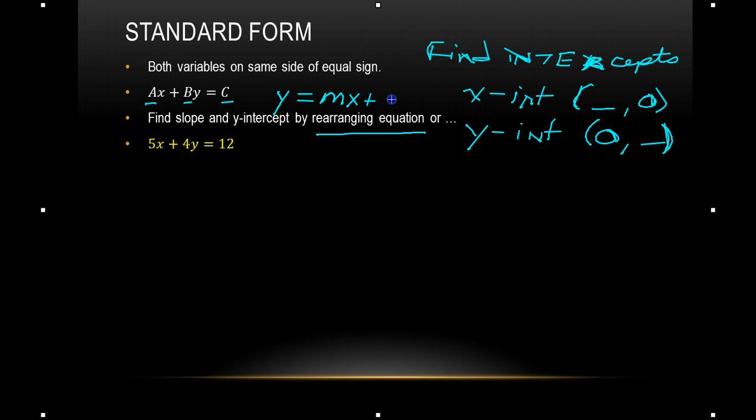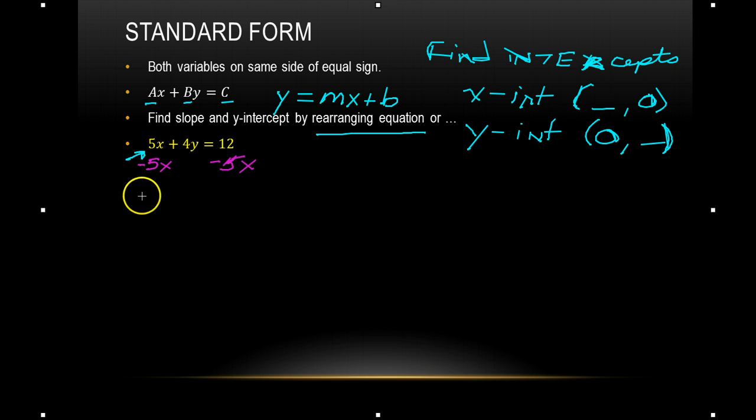So in this equation, in order to do that, we need to move the term that doesn't have the y in it, which is the 5x. To move terms, we always add or subtract. Because it's a positive 5x, we subtract 5x. That leaves me with the 4y.